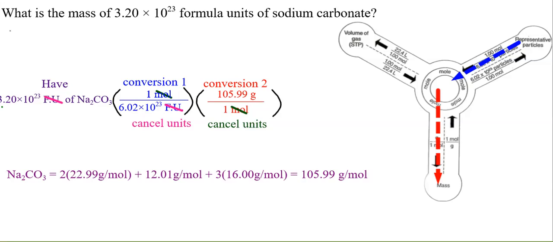3.2, that looks like it's cut off a little bit on the screen. 3.2 times 10 to the 23 times 1 times 105.99, all divided by 6.02 times 10 to the 23. That should give you 56.3 grams. So grams sticks around. Sodium carbonate sticks around, so therefore my units are grams of sodium carbonate. So make sure you actually get that as you do your math.